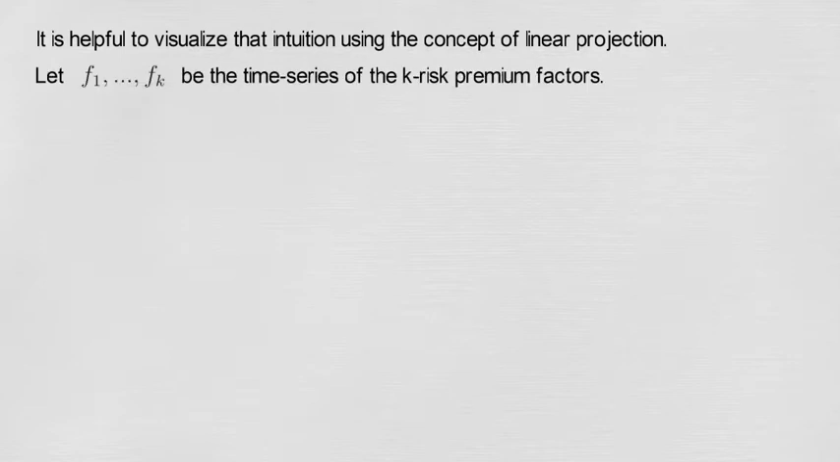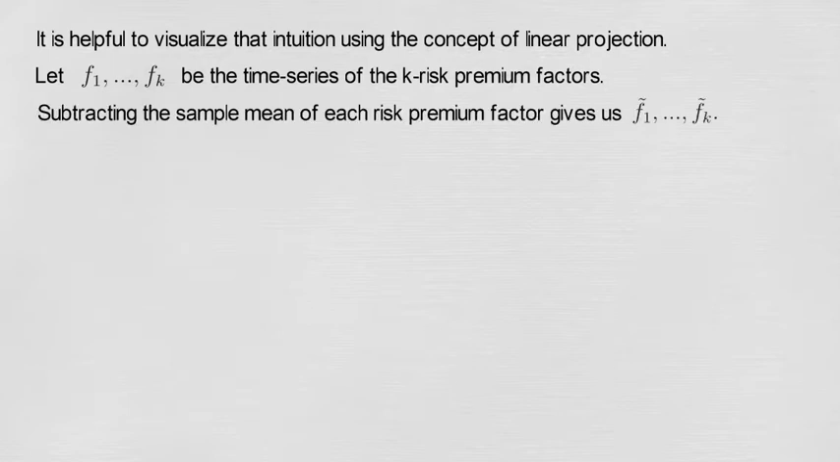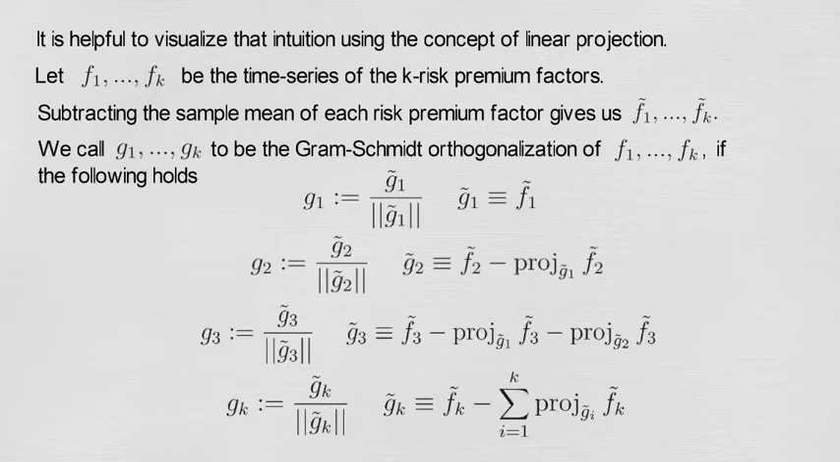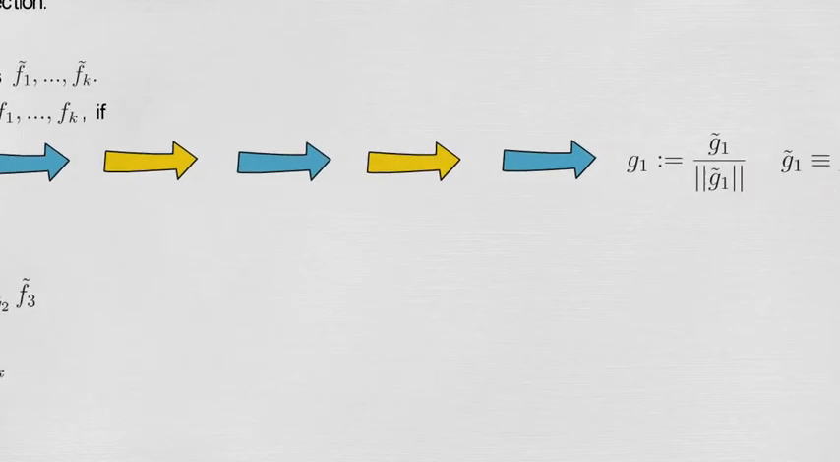Now, I hope it's helpful to visualize exactly that intuition using another concept, the concept of linear projection. So let F1 up to Fk be the time series of the k risk premium factors. Subtracting the sample mean of each risk premium factor gives us F1 tilde up to Fk tilde. So the tildes in F are demeaned risk premium factors. Now we call G1 up to Gk the Gram-Schmidt orthogonalizations of F1 up to Fk, if the following holds. Let's focus on G1 first.